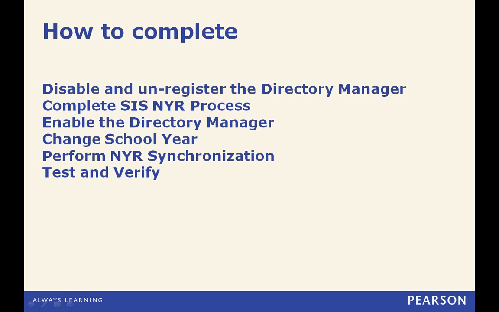First, you will need to go to the Directory Manager console to unregister the agent in each zone, and the Windows Service folder to shut down the agent. Next, you'll complete your normal Student Information System, or your SIS, New Year Rollover process. Third, you will then enable the Directory Manager by starting up the service and agent, re-register the zones, and change the school year in the agent settings.